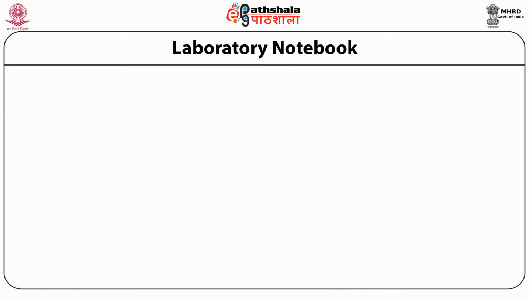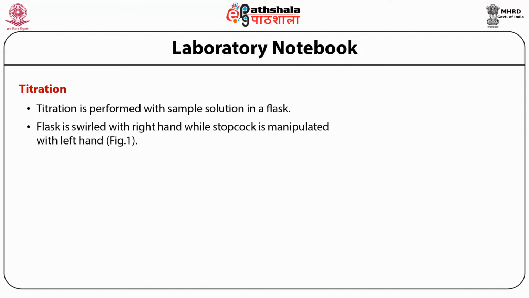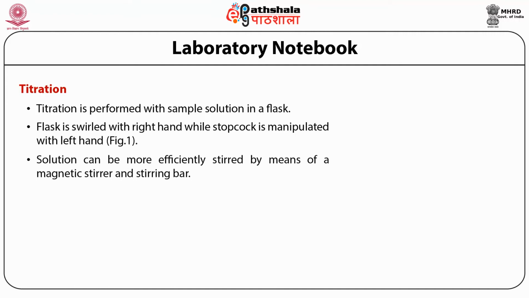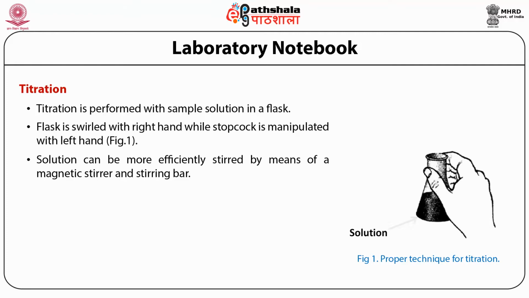Then we discuss titration. Titration is performed with the sample solution in a flask. The flask is swirled with the right hand while the stopcock is manipulated with the left hand. The solution can be more efficiently stirred by means of a magnetic stirrer and stirring bar. The picture shows the proper technique for titration.